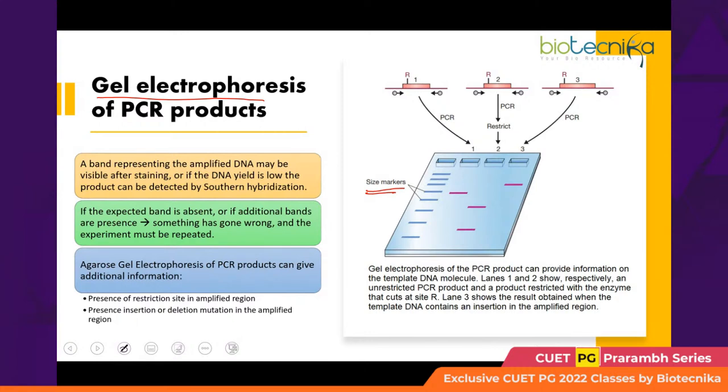Then, in the PCR sample, if we find a clear DNA band in the size that we expected, we were targeting to amplify a 1 kb fragment, so if we see a band in the 1 kb region, then we can say that the PCR has performed well. Now, if the expected band is absent, or along with it some additional bands are present, or the DNA sample appears like a smear, that means something has gone wrong, which means the primer or the temperature was not proper. Because of that, the amplification of the selective DNA has not happened.